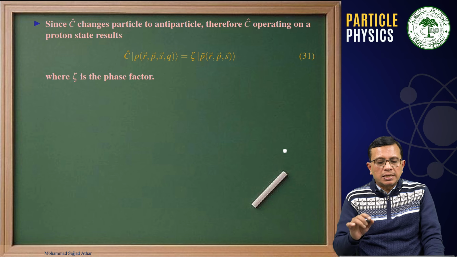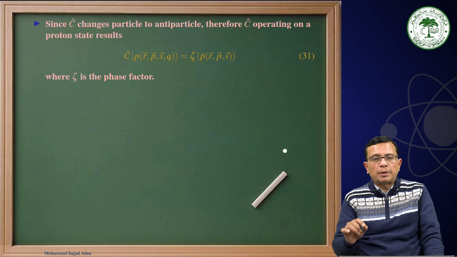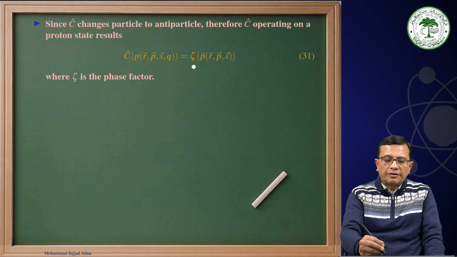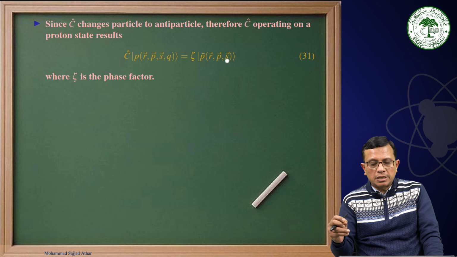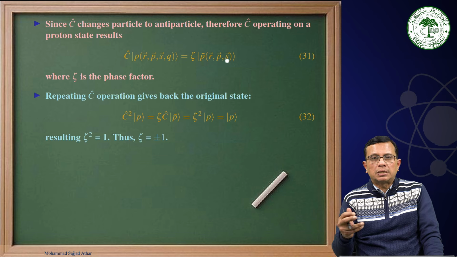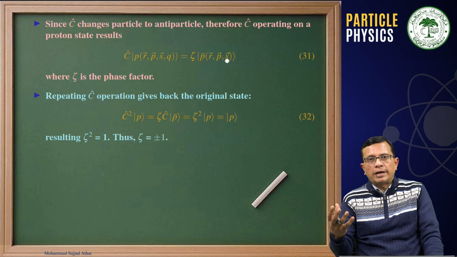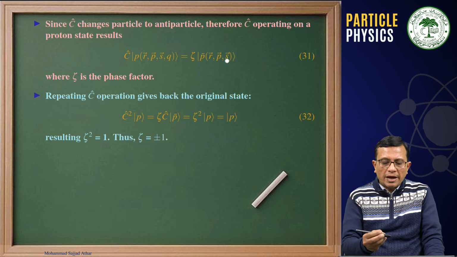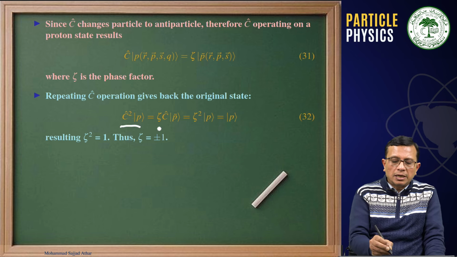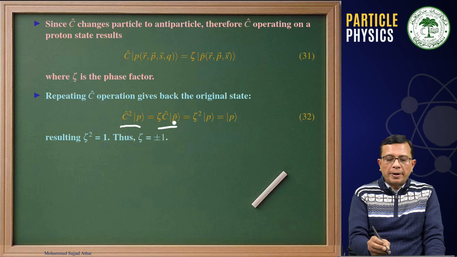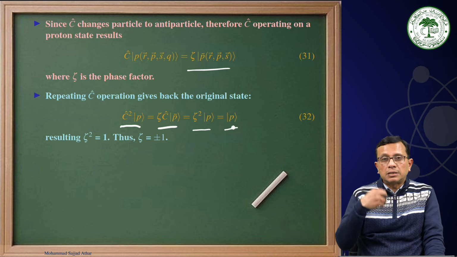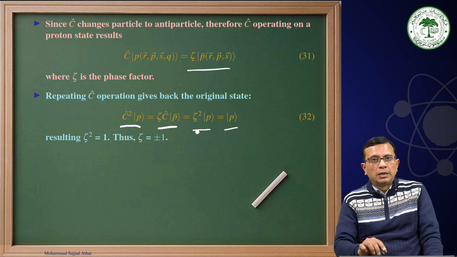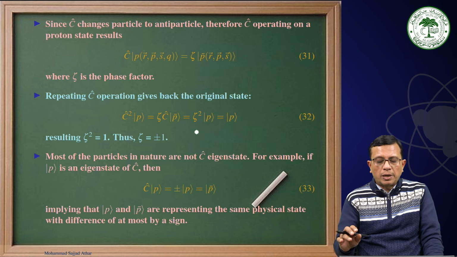Now, since C changes a particle to an antiparticle, C operating on a proton state results in an antiproton state with this phase factor, without changing its position, its momentum, and its spin. These are unchanged. And then when you repeat this process, you should get the original state. That means if you operate again with charge conjugation on the antiproton, you will get a proton. Therefore, C squared operating on P will result in xi operating on C P bar, and then we get xi squared P, and that should give us the original state. Therefore xi squared should be 1, and that means xi should be either +1 or -1.